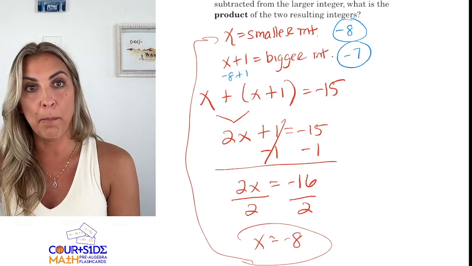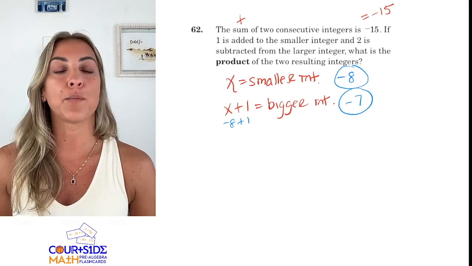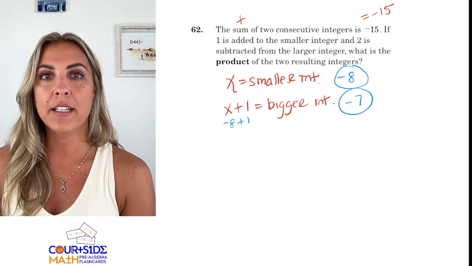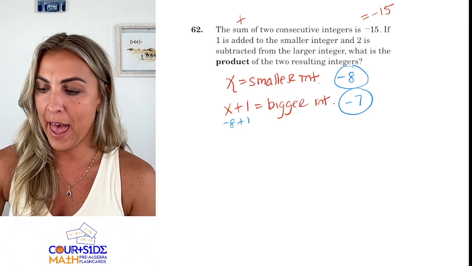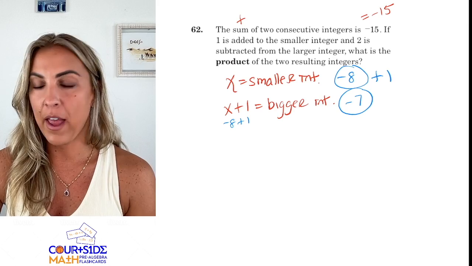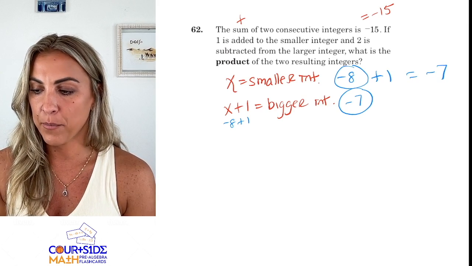It's that next number on the number line. All right, now that I found those 2 integers, I'm going to read the rest of this problem and see what they want me to do with them. So it says, if 1 is added to the smaller integer, so they want me to add 1 to the negative 8. So if I add 1 to the negative 8, I'm going to get negative 7.